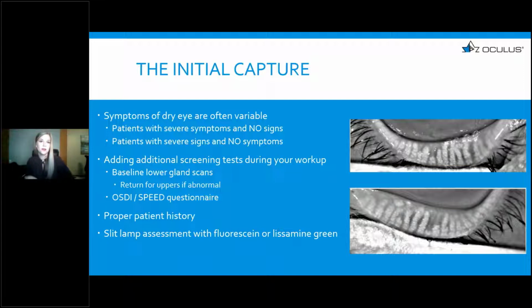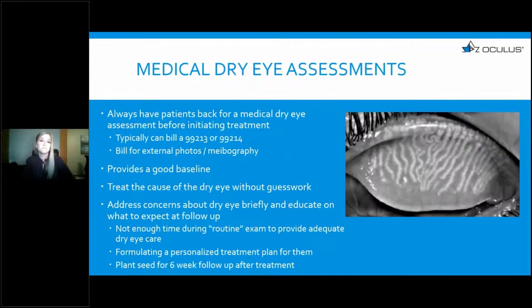And then obviously you also want to do your slit lamp examination. Doing fluorescein or lissamine green is often very telling just at the annual exam. Note, I didn't talk about treating anything at the annual exam. I'm not going to get on our soapbox and talk about how vision care plans don't reimburse us enough to treat dry eye and all that. I think we already know, right?